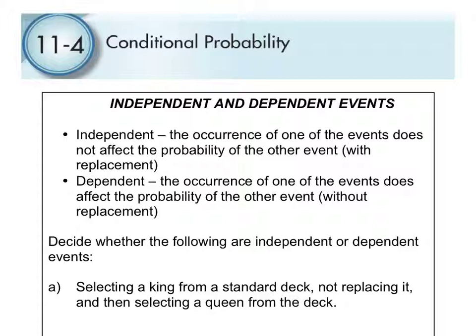That's an independent event. A dependent event is when the occurrence of one of the events does affect the probability of the other. A lot of times you'll see this without replacing. So the last example that we talked about and showed, that was a dependent event. We took the king, found the probability of the king, we took it out, we didn't put it back in. That affected the second probability. Okay? That's a dependent event. So if it affects the second one, it's dependent. If it doesn't affect the second one, it's independent.